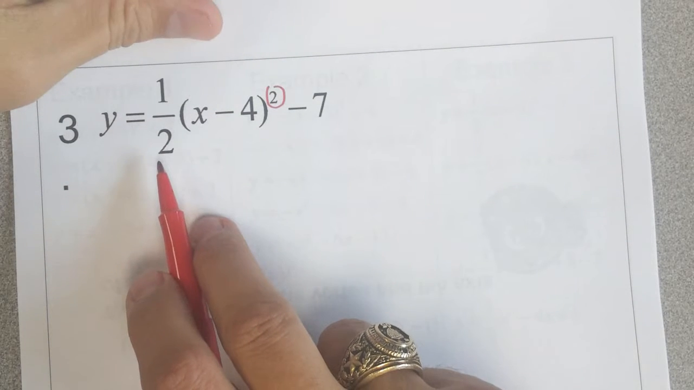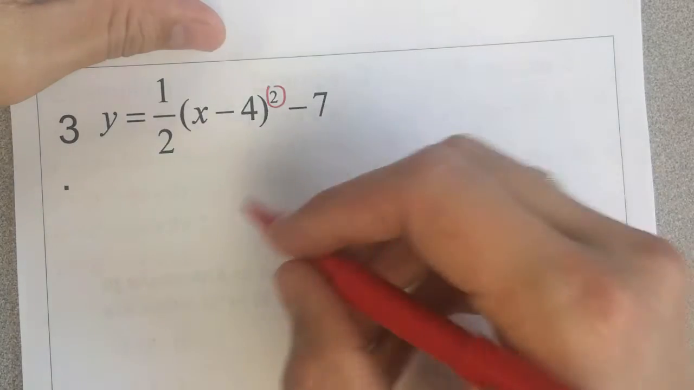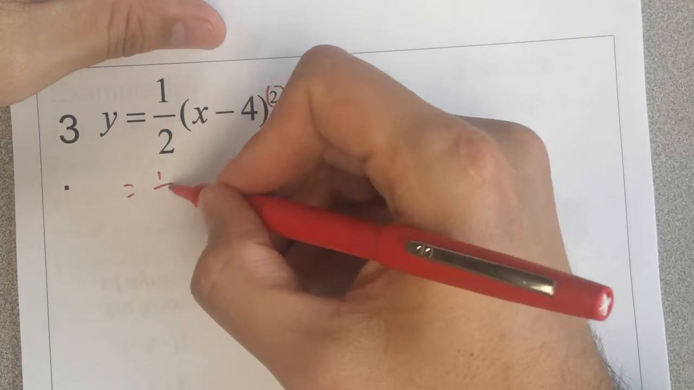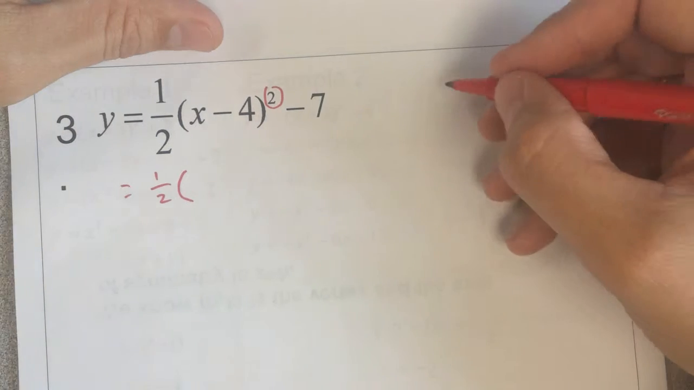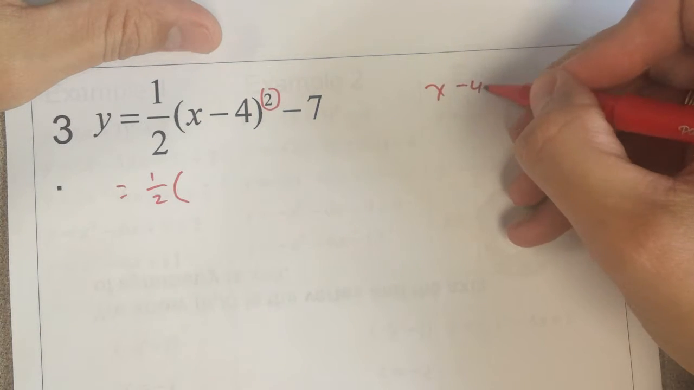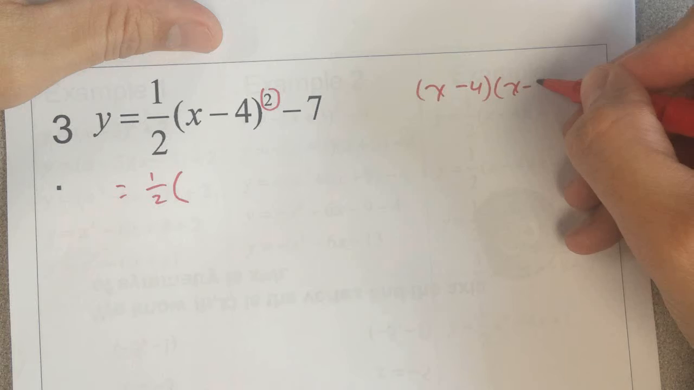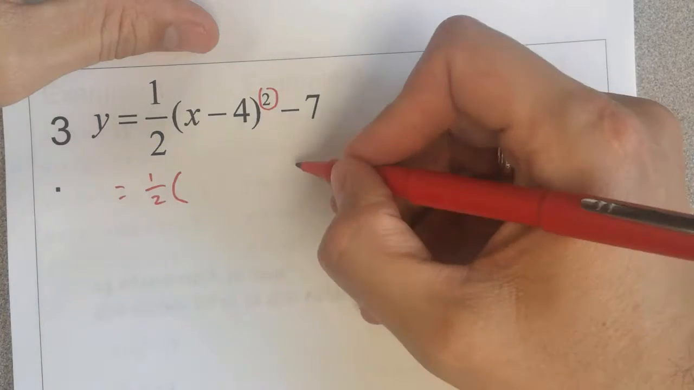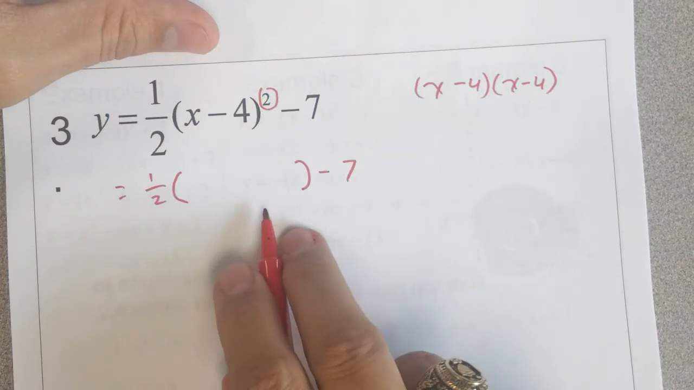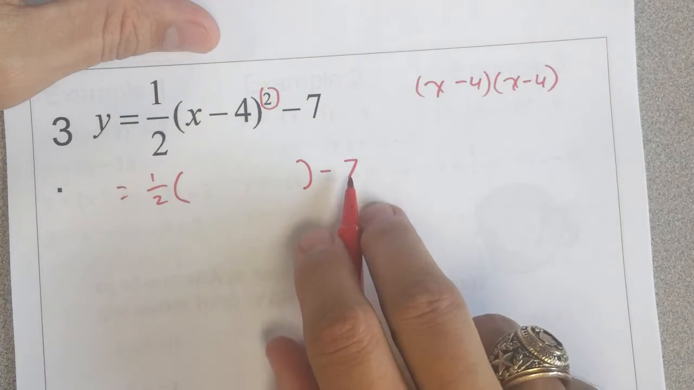It's an actual number. So what I'm going to do is I'm going to start by writing that 1/2 and my parentheses. I will then multiply x minus 4 times x minus 4 and put in these parentheses. It's going to go in to these parentheses here. The -7 goes on the end.